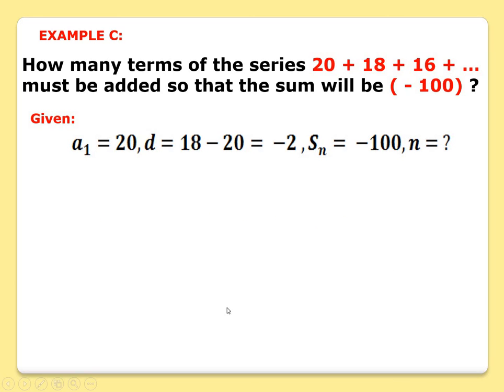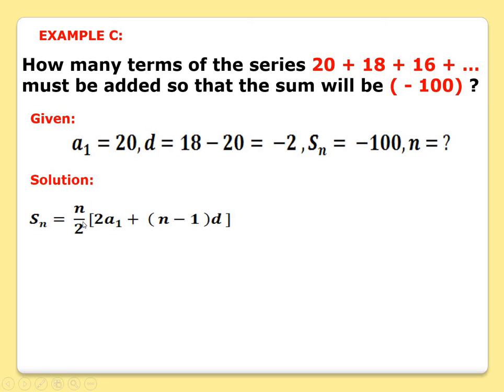So given are a sub 1 is 20, d is 18 minus 20, or we can also do 16 minus 18, which is negative 2. S sub n is negative 100. The question here is, what is n? How many terms do we have? Let's have the solution. And again, given the first term and no last term, we're going to use the second formula.